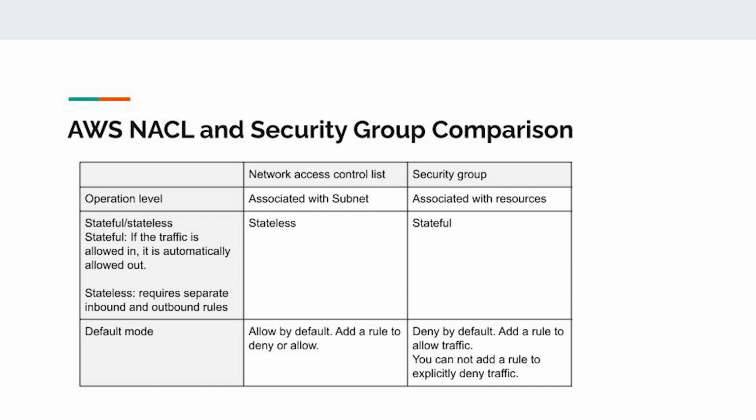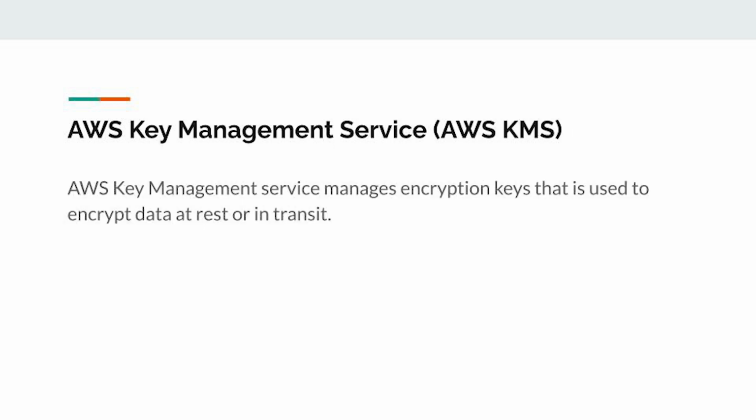Next, let's compare their default mode. Network access control lists allow traffic by default. You can add rules to explicitly allow or deny traffic. On the other hand, security groups deny traffic by default. You always have to add a rule to allow traffic. You cannot add a rule to explicitly deny traffic.